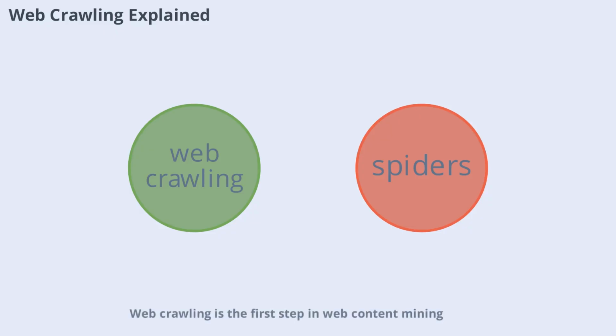Web crawling is the first step in web content mining. It involves using automated programs, often called spiders or bots, to systematically browse the internet and gather data from web pages. These crawlers follow links from one page to another, collecting information along the way. The data they collect forms the foundation for further mining and analysis. Without web crawling, it would be impossible to access the vast amount of content available online.